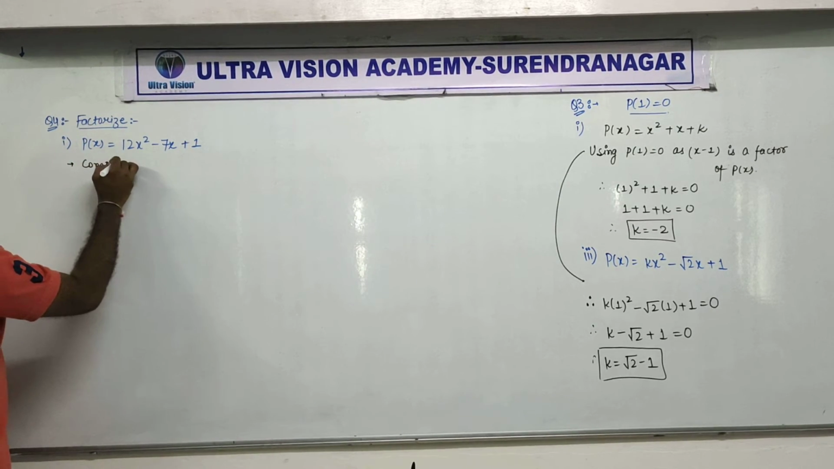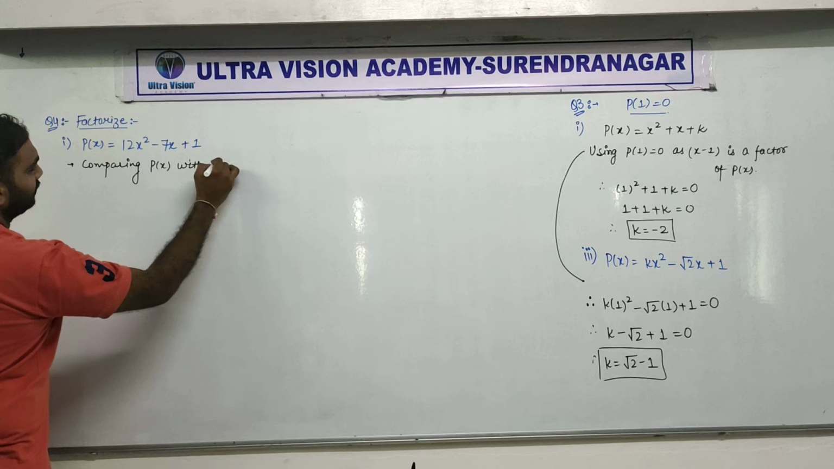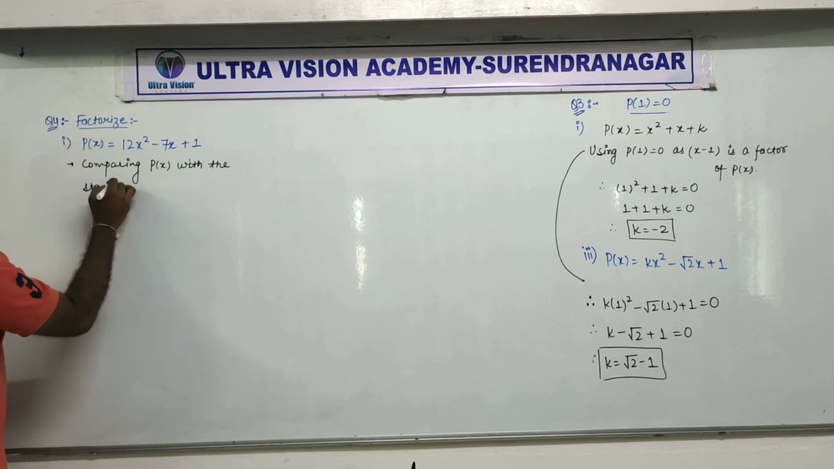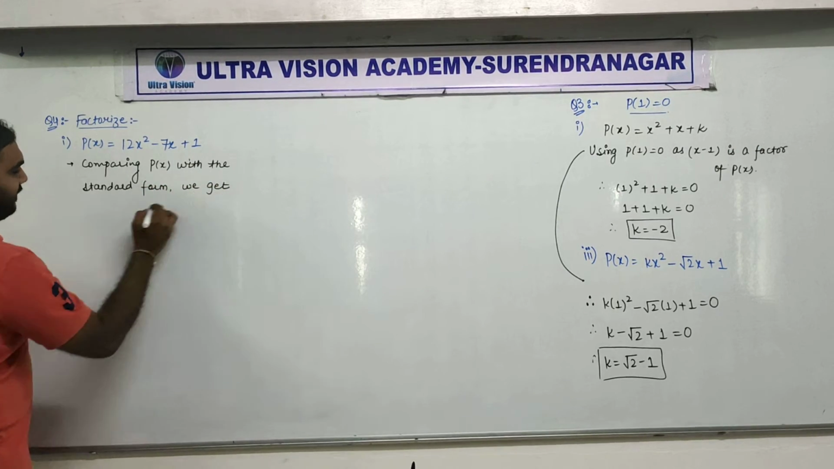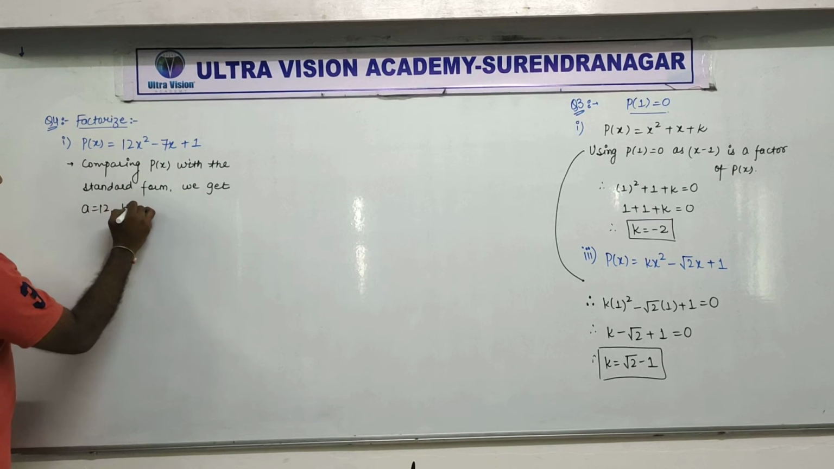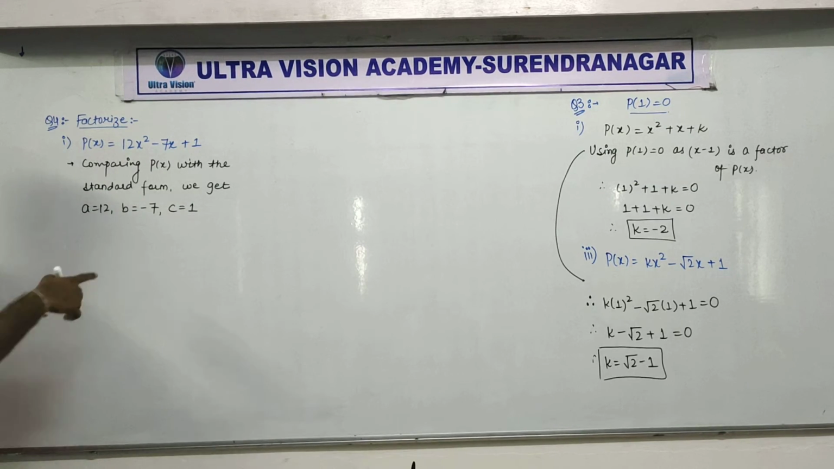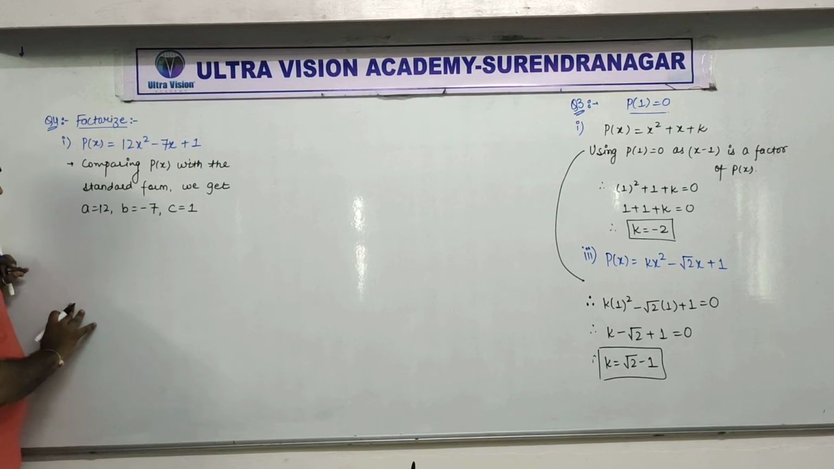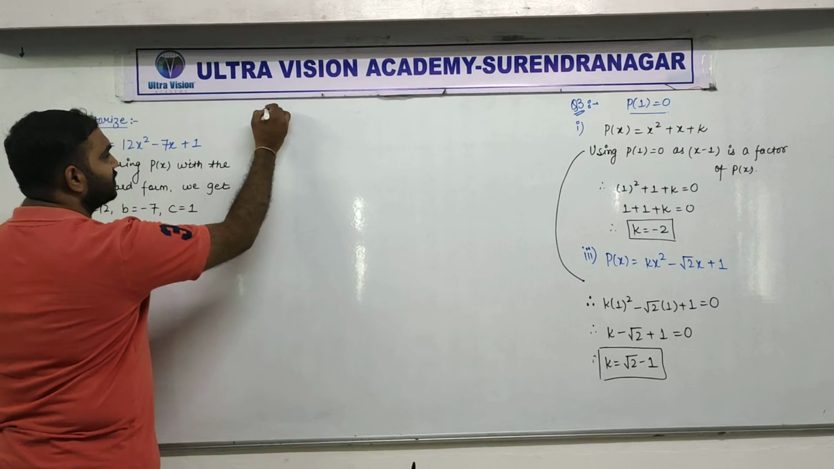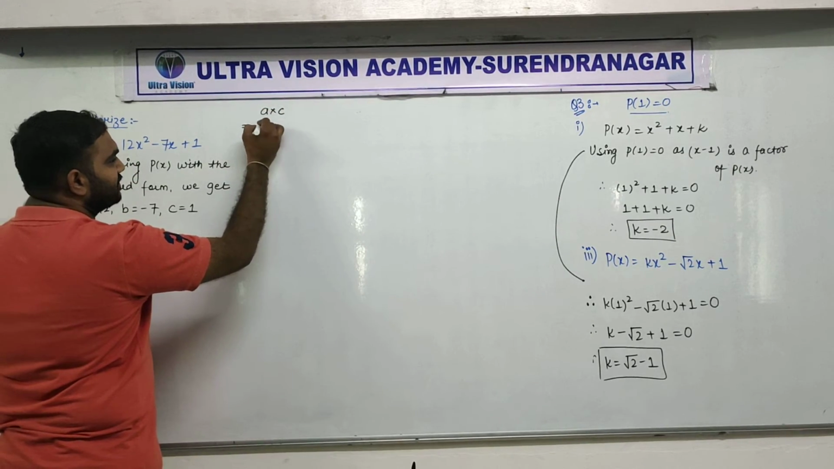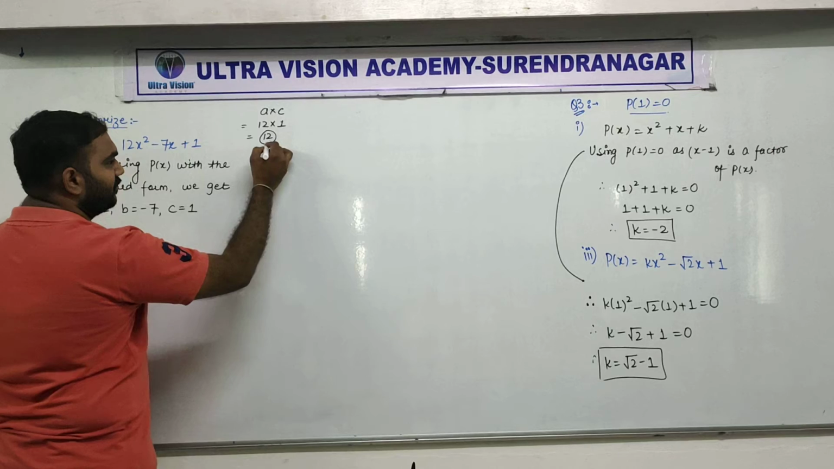Comparing p of x with the standard form, we get a is equal to 12, b is equal to minus 7, c is equal to 1. So we got these values. Now what shall we do? First of all, let us perform a into c, which is 12 into 1, which is equal to 12. Factors of 12.